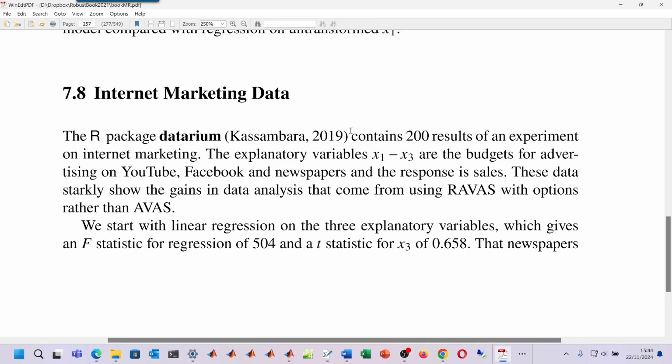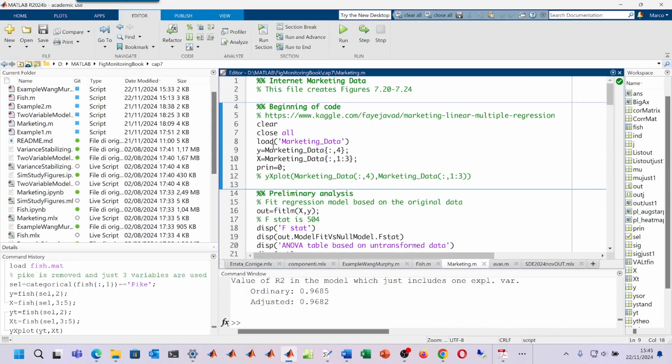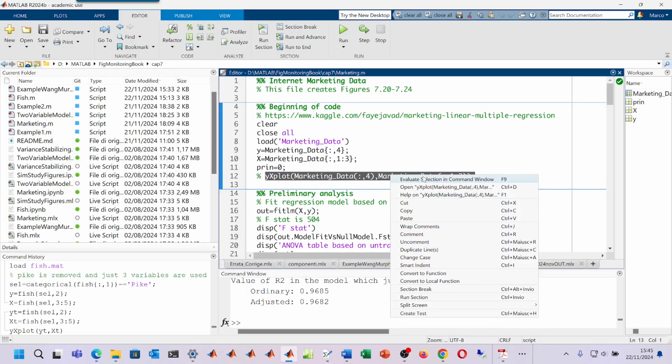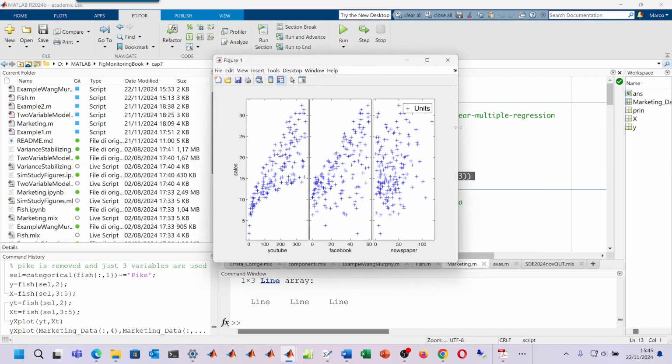Now we move to another example, so-called internet marketing data, taken from this R package. There are three explanatory variables, the budgets for advertising on three channels: YouTube, Facebook and newspapers. The response is sales. We start by loading the data and analyzing, as before, the y-x plot. The y-x plot is not given in the book, but we simply comment on it to say that there is a strong relationship between the amount of advertisement on YouTube and the sales, and also on Facebook.